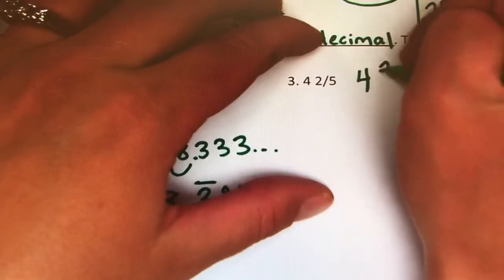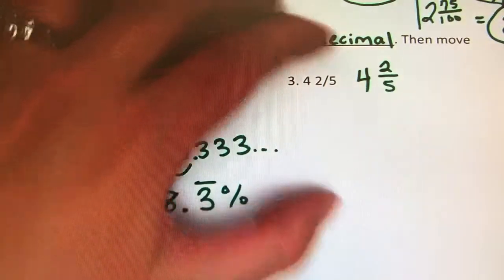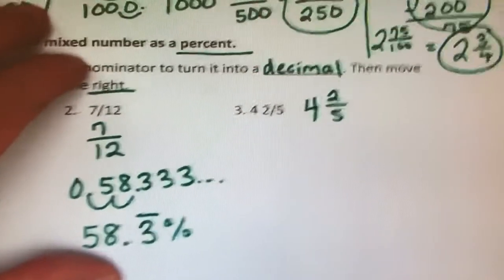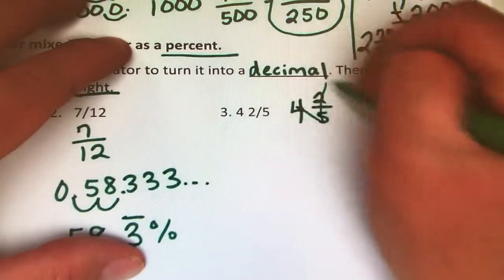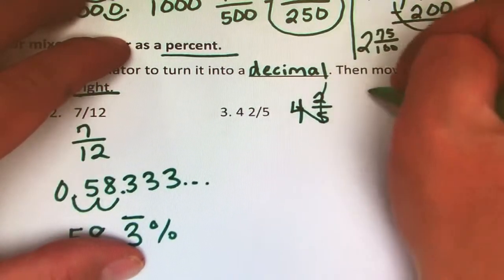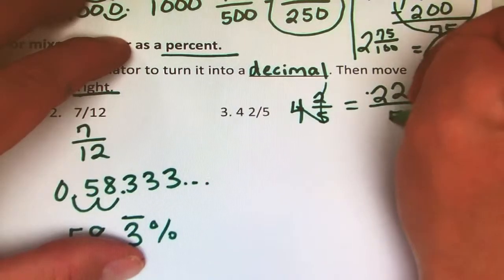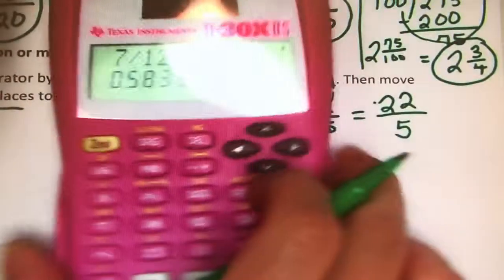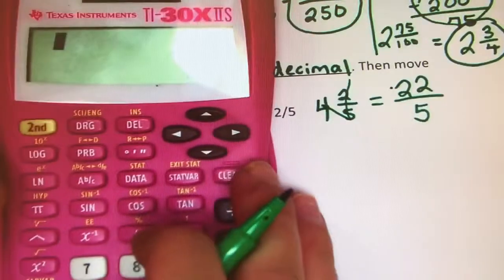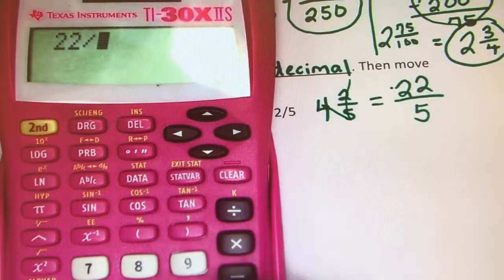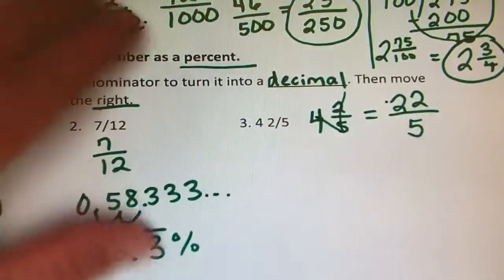Now on the last one, 4 2/5, this one is a mixed number. So we can't just do 2 divided by 5, that's not going to work out. So what we're going to do first is change it to an improper fraction. 4 times 5 is 20, plus 2 is 22. So this is the same as 22/5. Okay, now I can go to my calculator and do 22 divided by 5, and that gives me 4.4.